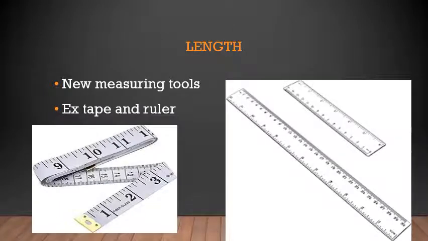Tape is used for measuring the length, your body length or your cloth length by the tailor. These measuring tapes are used. A ruler is used by you and me, right, to draw a straight line or to measure centimeters or inches. To measure the centimeters or inches, these rulers are used.